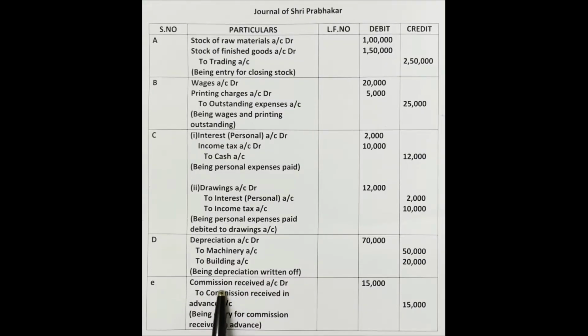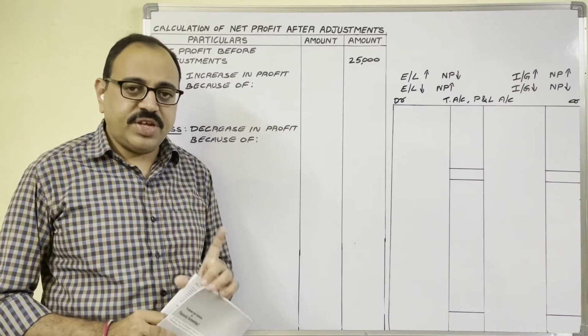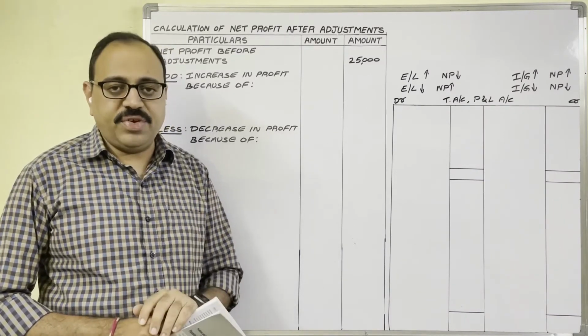Last entry: commission received account debit to commission received in advance account. Amount 15,000. Narration: being entry for commission received in advance. Two questions are asked now. First question is writing adjustment entries.